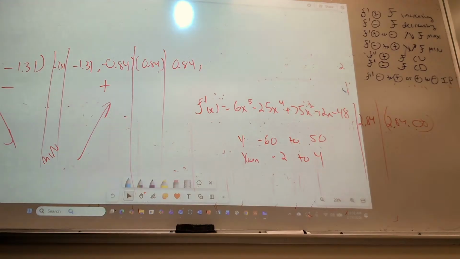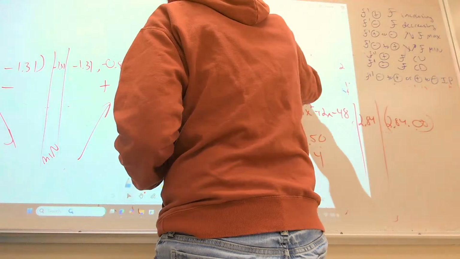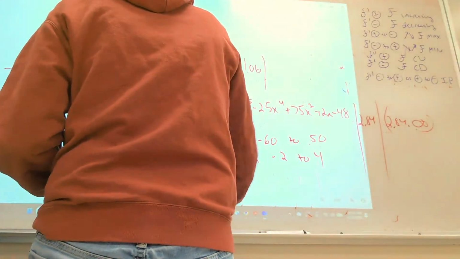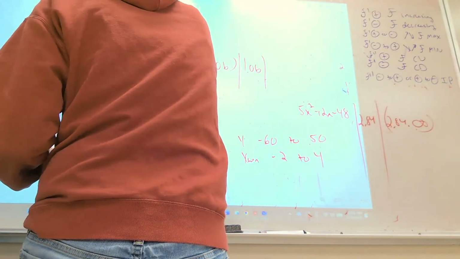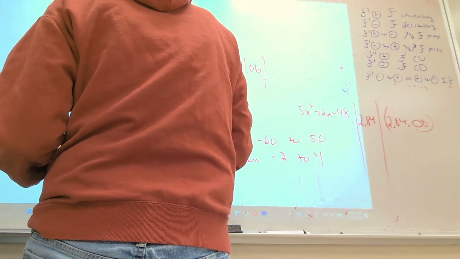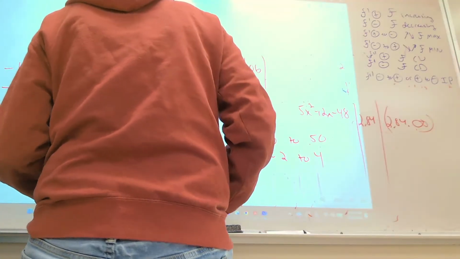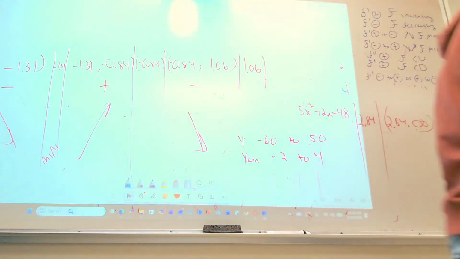Our next one is right around 1.06 or so. We can see that between negative 0.84 and 1.06, it was negative decreasing. Okay, let's see you do the next one.